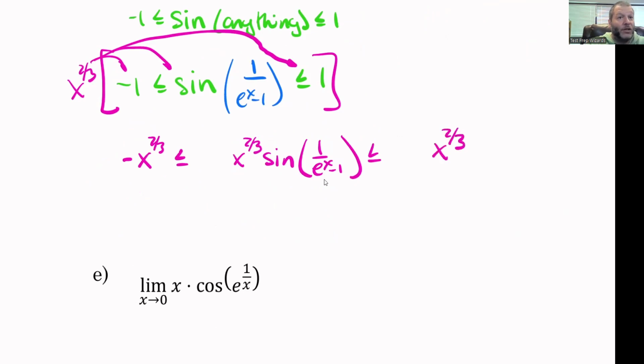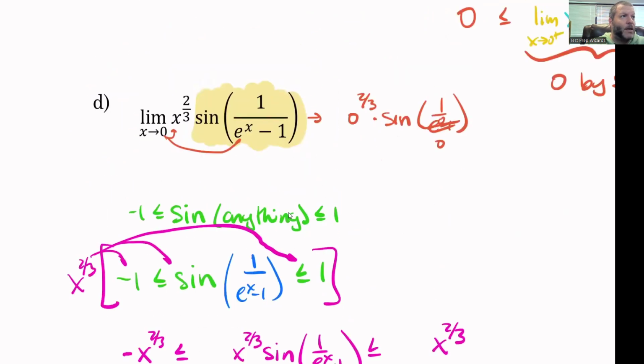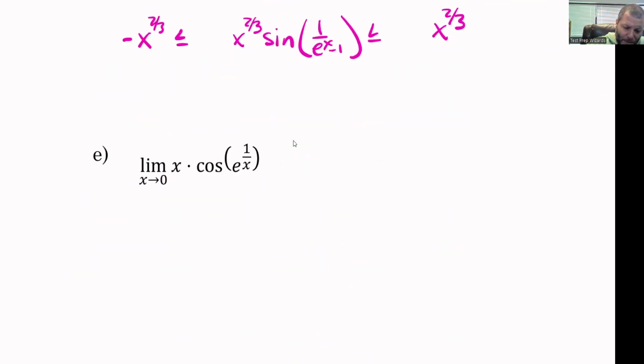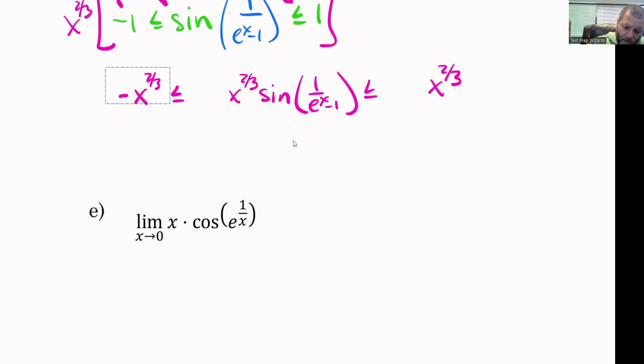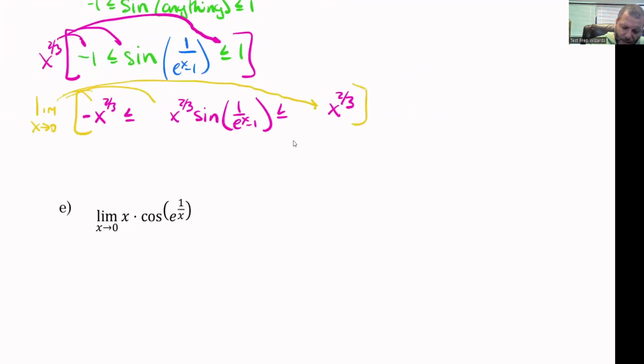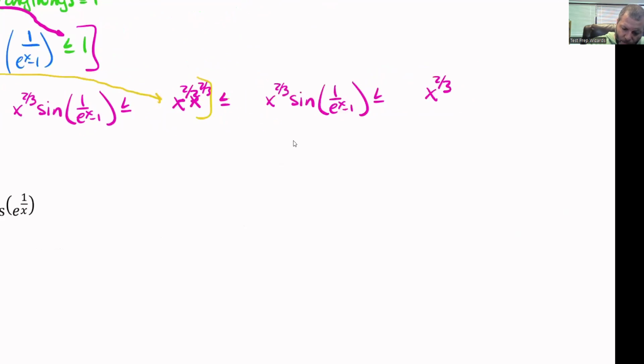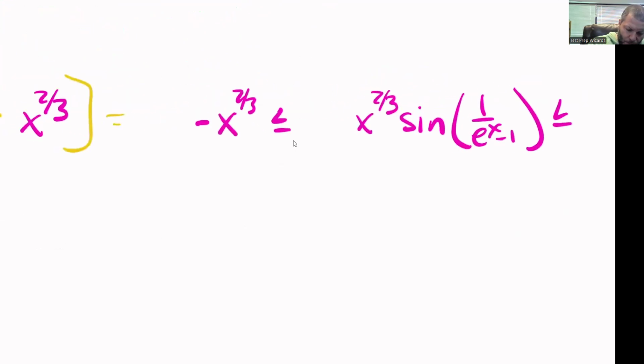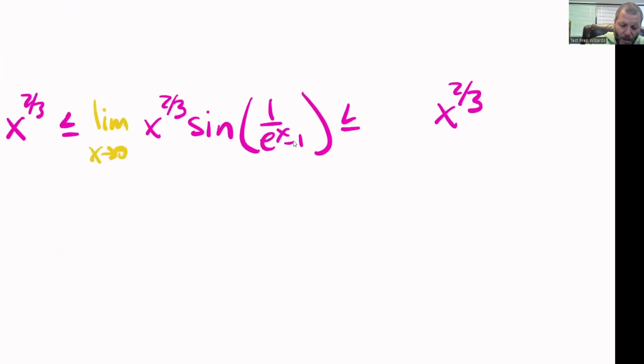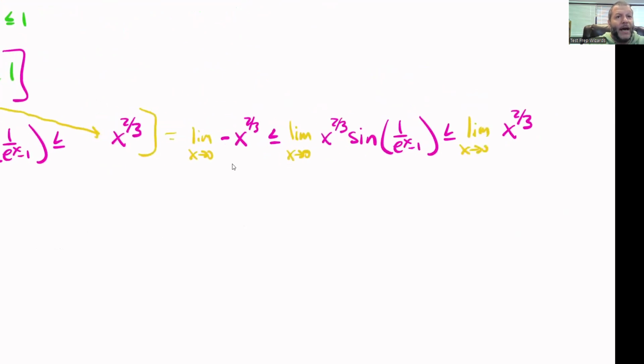Right, so we've now built our function in the middle, the thing we want to take the limit of. We're not taking the limit of anything yet, so we've got to apply this limit or take this limit of every term that's in here. Right, so a limit as x approaches 0 of everything. Distribute, distribute, distribute. And that's going to give us the limit as x approaches 0 of negative x to the 2/3, the limit as x approaches 0 of the thing we wanted, and the limit as x approaches 0 of x to the 2/3.